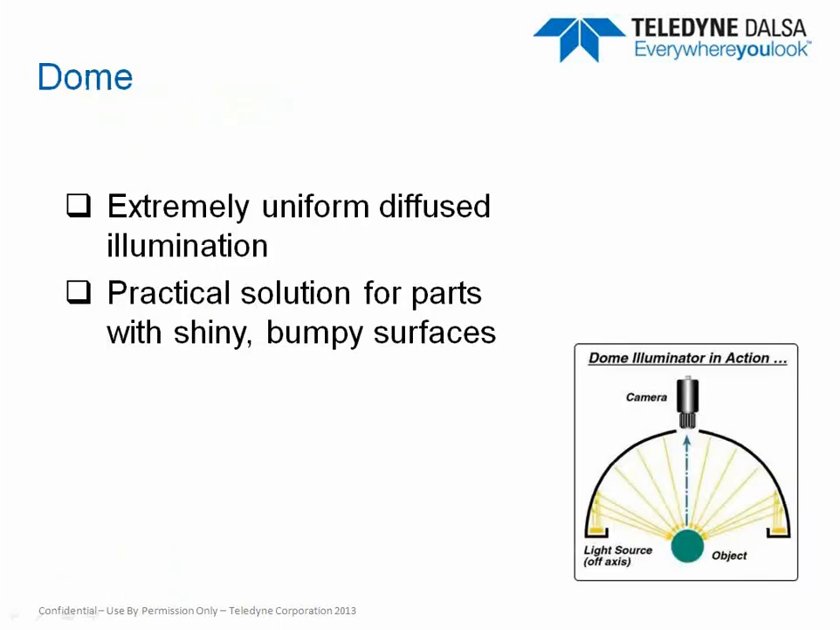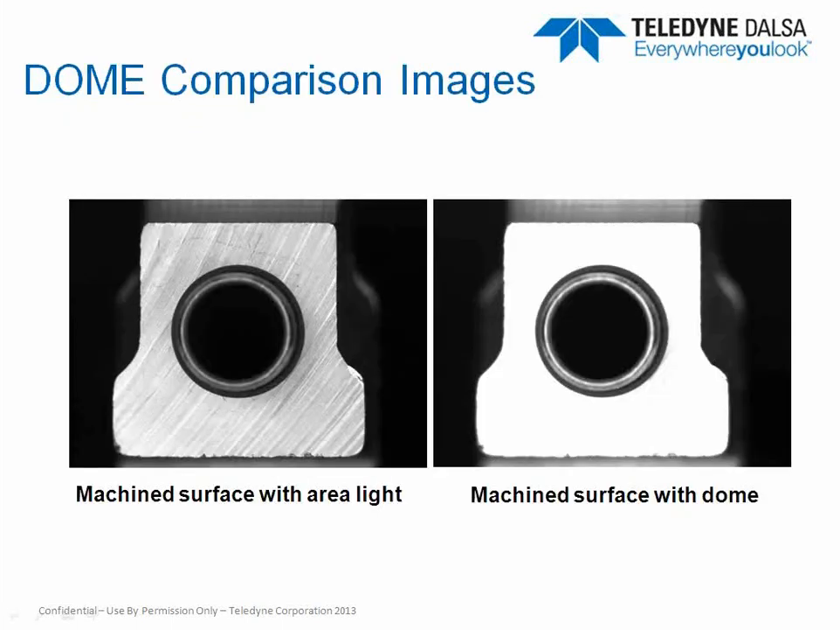The dome is probably the most uniform light available, and it's really good for parts that are very shiny or have a lot of surface bumps. Here, for example, is a metal piece that has a lot of machine tooling marks and some edge damage, but with a dome you can get a nice inverse silhouette, where everything's bright and you get a nice ring right around it so that you can get good edges.